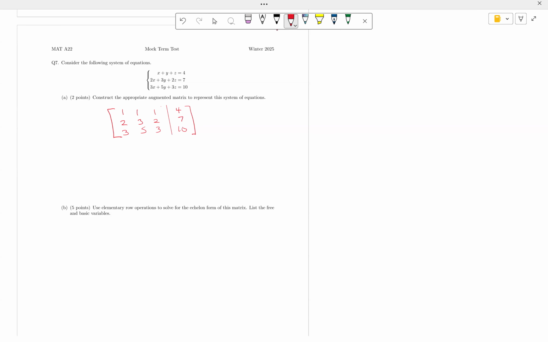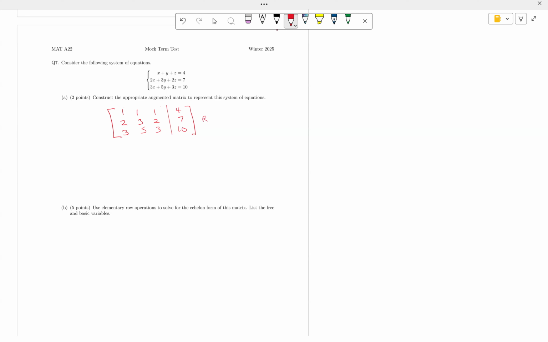Now in part B, it says use elementary row operations to solve for the echelon form of this matrix, list the free variables and basic variables. So here, this is basically apply the elimination algorithm until you get to echelon form. I'm going to start with zeroing out these two entries. So I find my pivot, which is here, make it 1. It's 1, put it in the right spot. It's in the right spot. Okay, now 0 out the column.